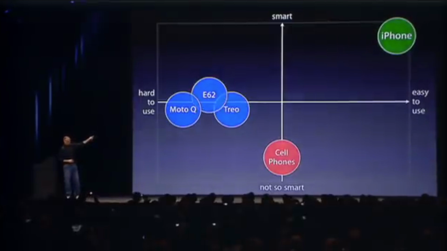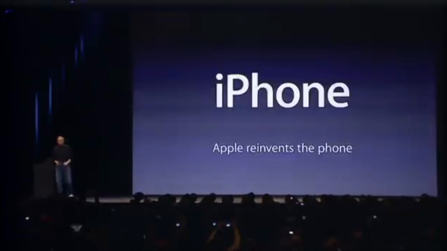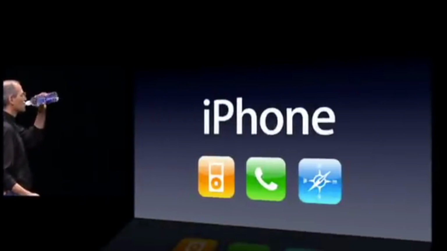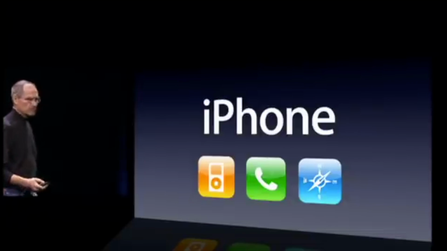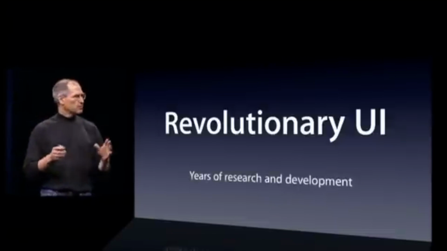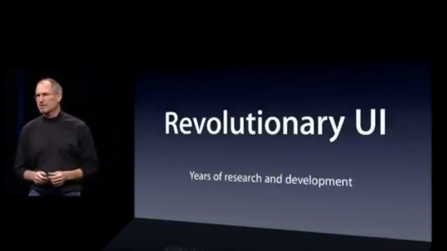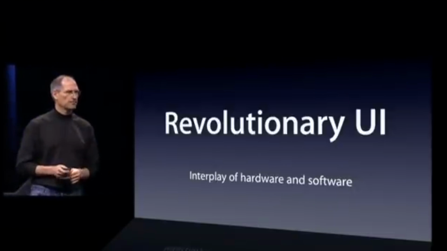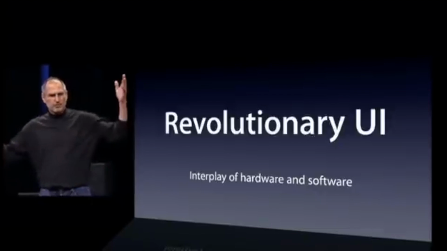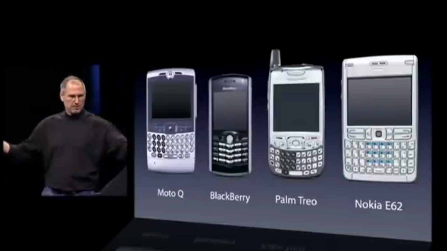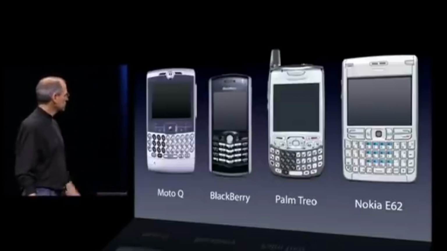This is what iPhone is. Okay? So, we're going to reinvent the phone. Now, we're going to start with a revolutionary user interface. It's the result of years of research and development. And, of course, it's an interplay of hardware and software. Now, why do we need a revolutionary user interface? I mean, here's 4 smartphones, right? Motorola Q, the BlackBerry, Palm Treo, Nokia E62, the usual suspects.